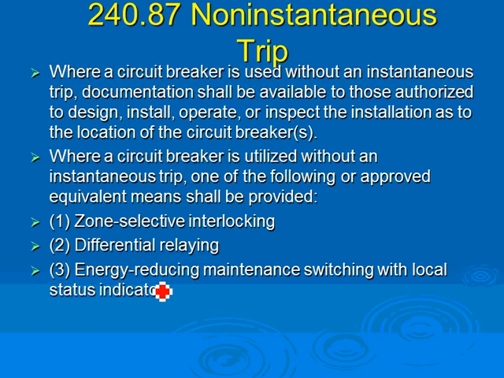If you have a circuit breaker in your building, like you guys have at Target and elsewhere, where the instantaneous is disabled in drawout circuit breakers, and you cut that instantaneous at the bottom, then for protection purposes you have to have one of the following: zone selective interlocking, differential relays, or an energy reduction maintenance switch with local status indicator. That's a little device.